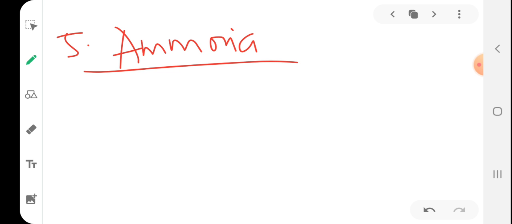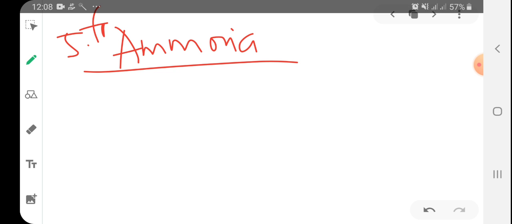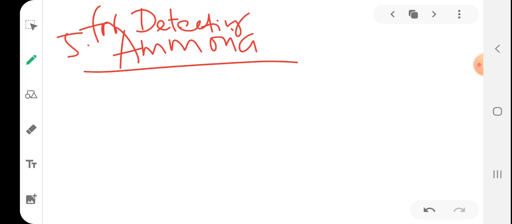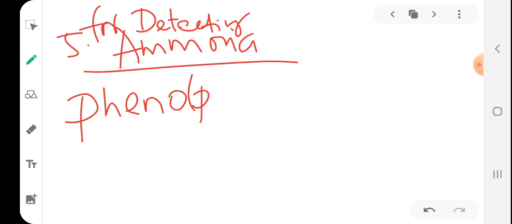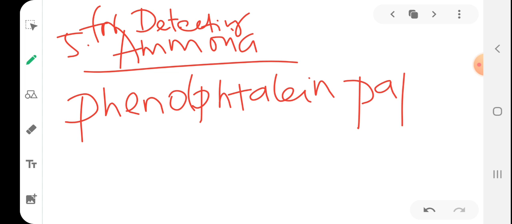Okay. So another common method is detecting using ammonia. So if ammonia is the refrigerant, you can use phenolphthalein paper. Have you heard of phenolphthalein paper? You might have studied it in your higher secondary classes. Phenolphthalein paper can be used to detect ammonia.